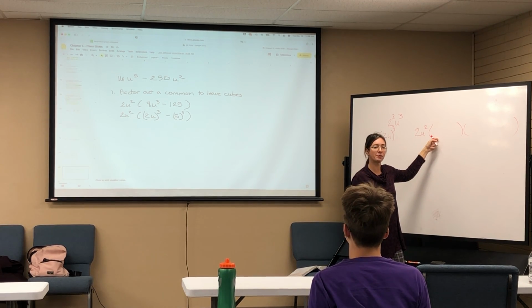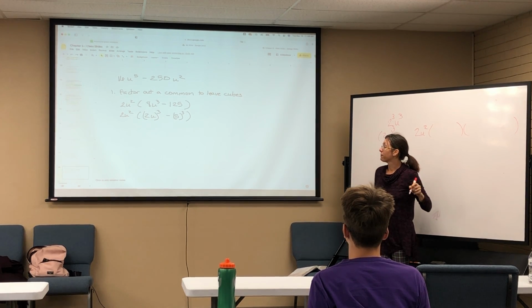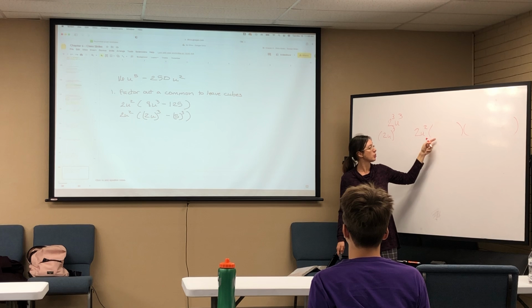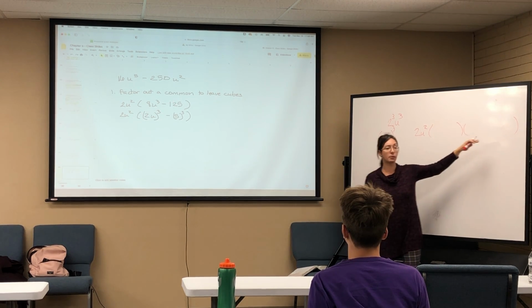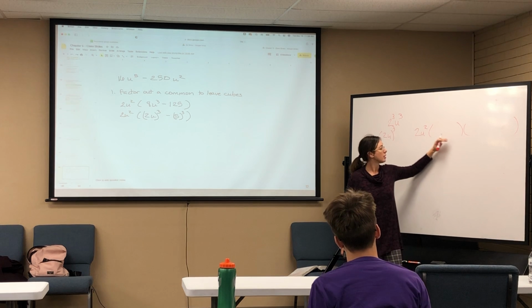Jace, what's that first term? 8u cubed. For the binomial, we know it's a difference of cubes, so it breaks up into a binomial and a trinomial.